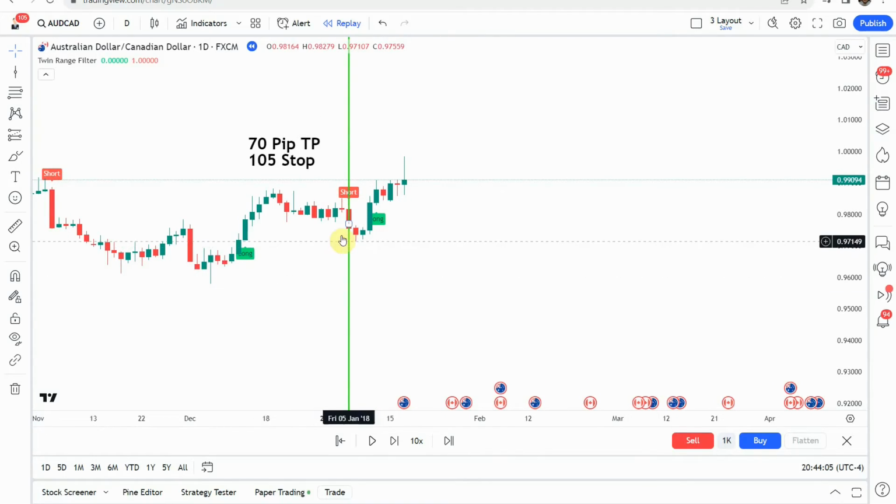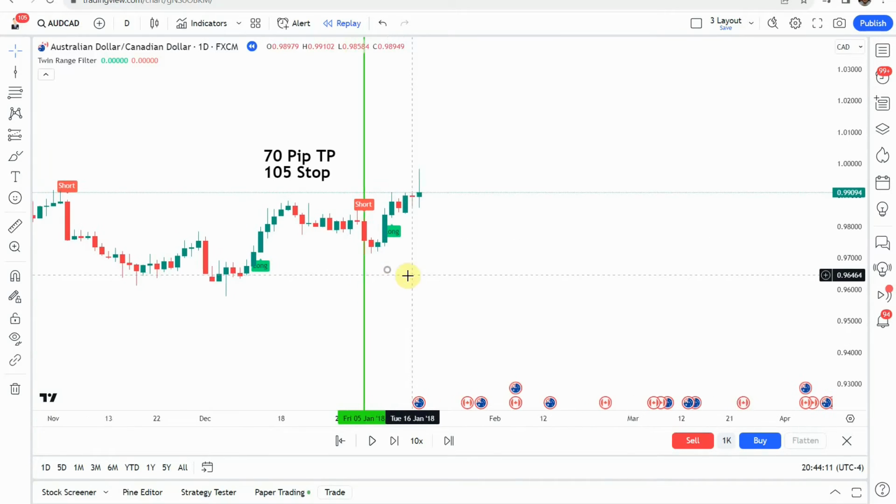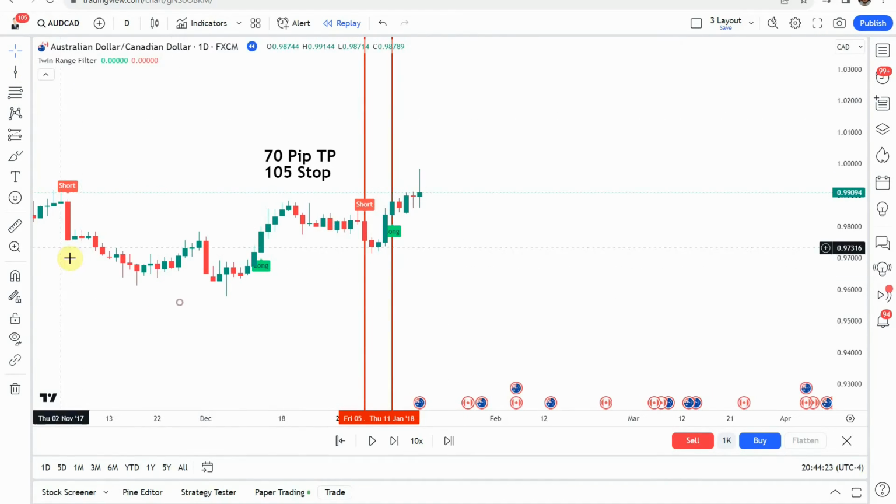Alright, the first signal that we picked up was a short signal. You can see that short tag right there. We get a little bit of a push to the downside, but not quite enough to get us to our take profit. Before then it rolls under here and then makes that push to the upside, stopping us out on that short. But picking up a long right here.